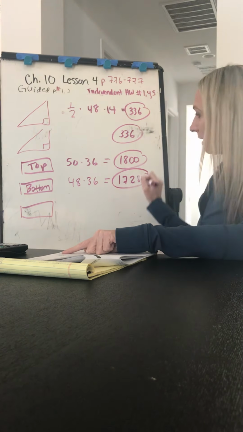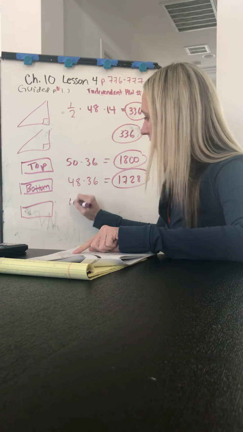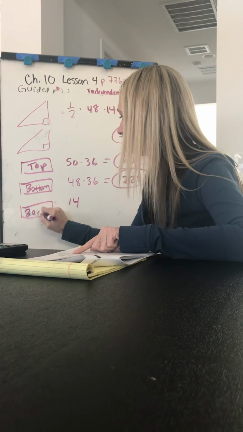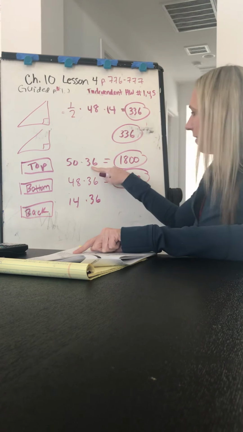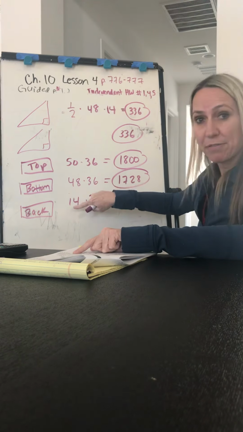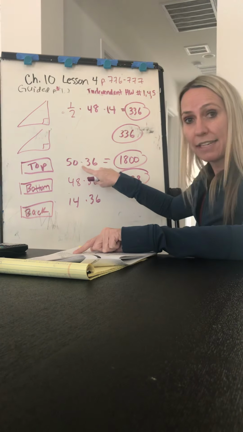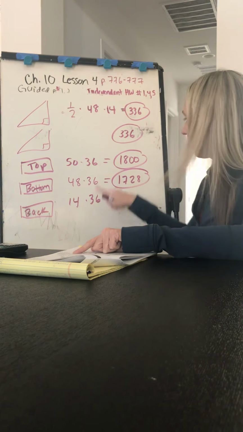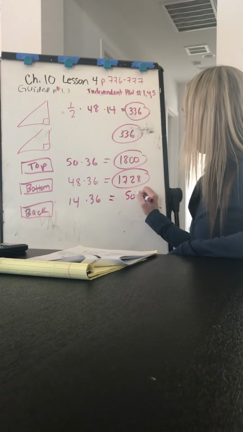Notice I'm circling each shape when I have the area. The last one is the very back, and that's going to be 14 times 36. If you notice, this number is always going to be the same. And this number will be the same if it's equilateral. 2 of them will be the same if it's isosceles. And if it's scalene, which means all sides are different, all of those will be different. So 14 times 36 gives me 504.